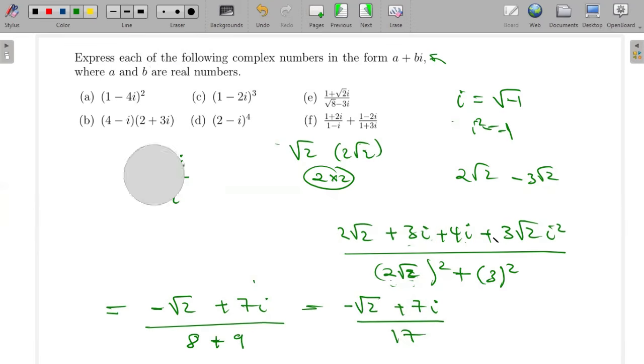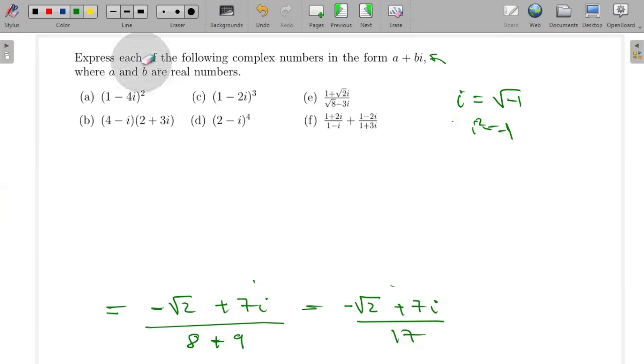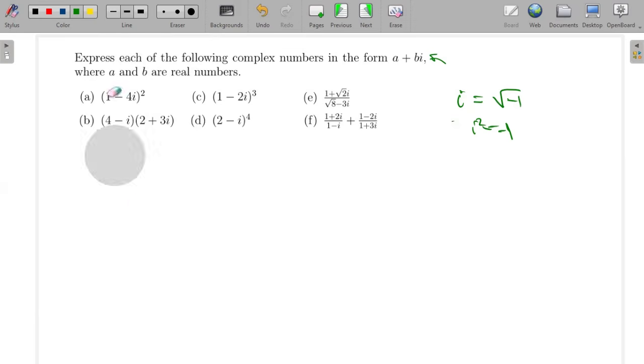Furthermore, because they've told me to write it in that form, which is given there, I will divide, so that will be negative root 2 over 17, then plus 7 over 17, and then the I will go there. Okay, so this is how you would have written it in that form. All right, let us follow up to the next one.